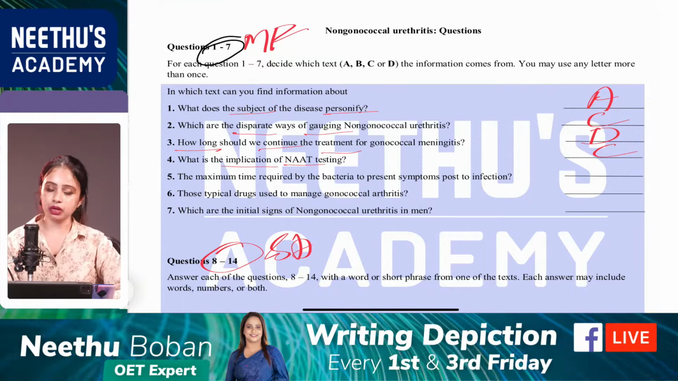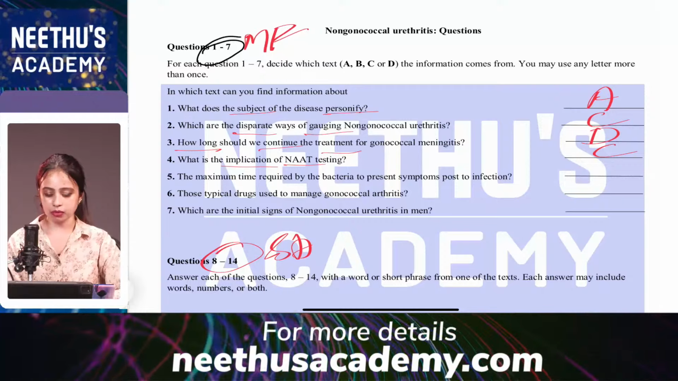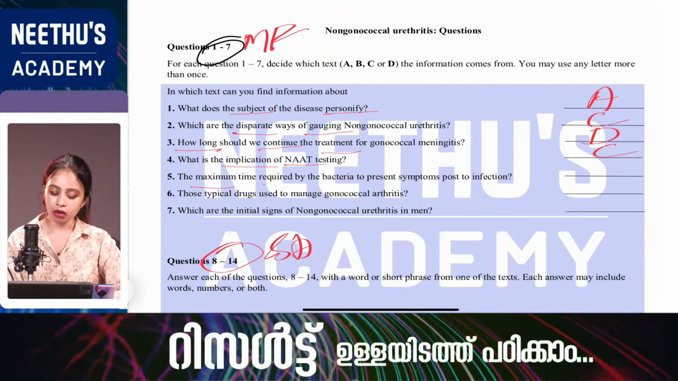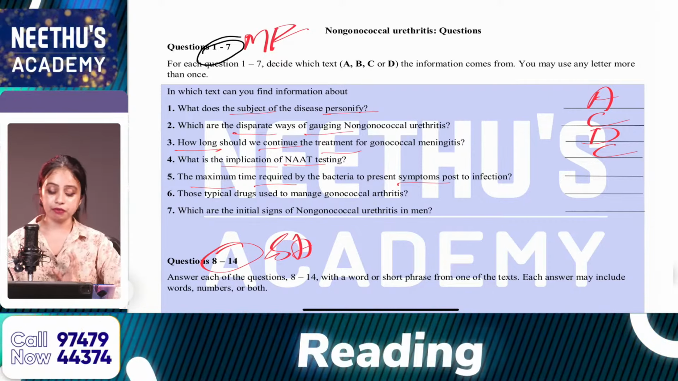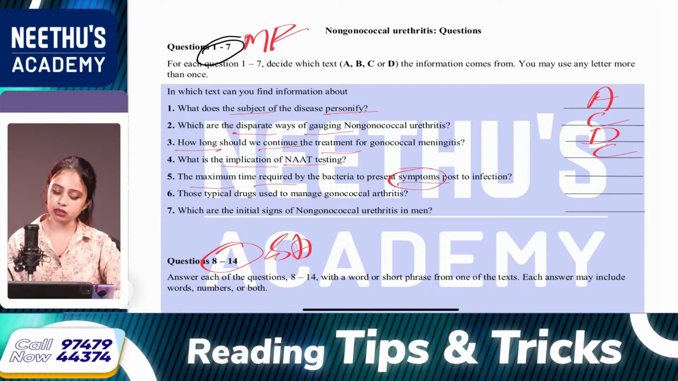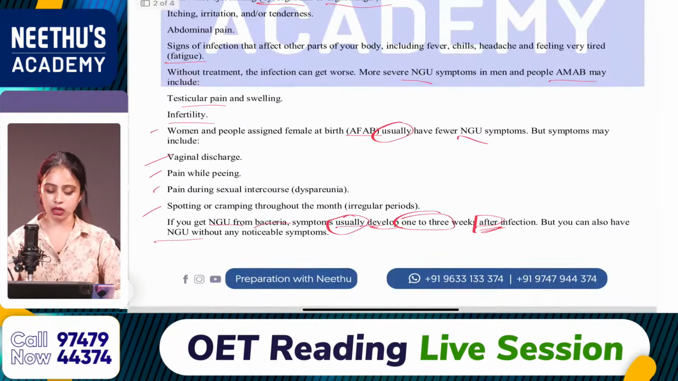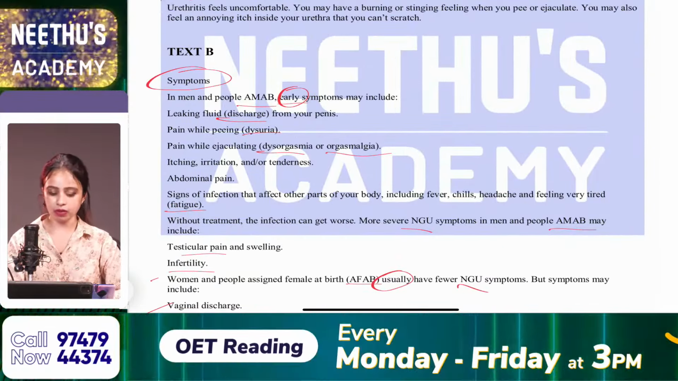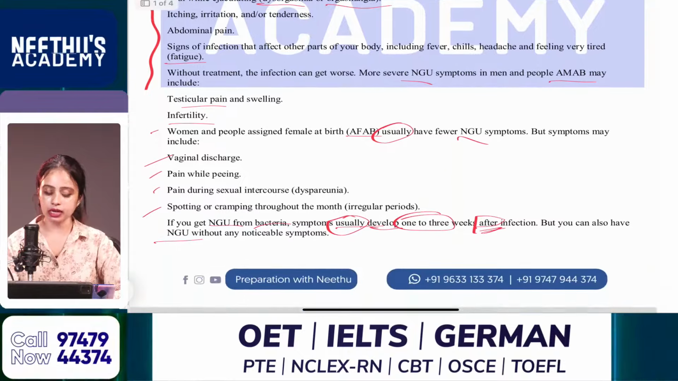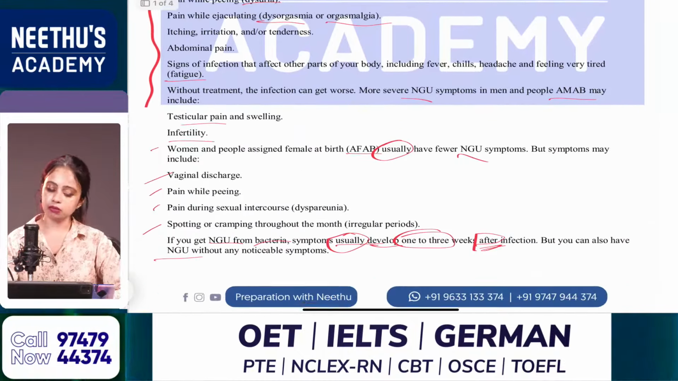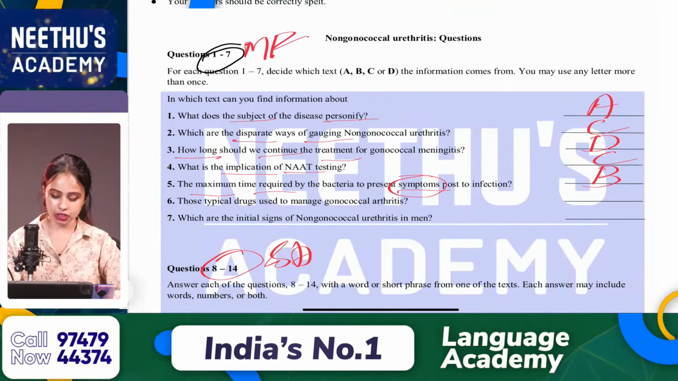Okay. Then fifth one. The maximum time required by the bacteria to present symptoms post infection. So my only keyword is symptoms. Yes, symptoms, as you can see here, which is mentioned in text B, right? So all the symptoms would refer to this particular disease condition that is in text B, both in men as well as in women. So that is from text B, fifth question, text B.